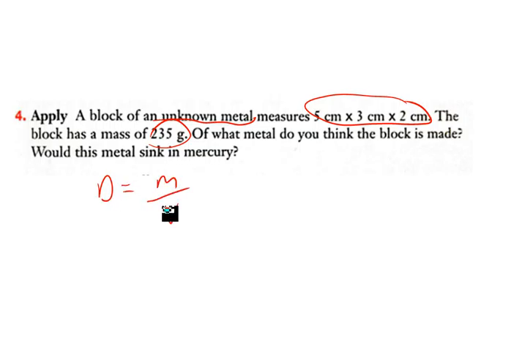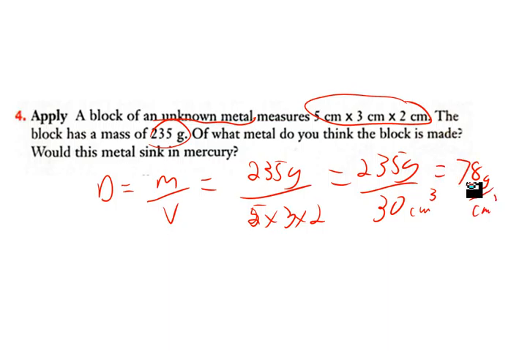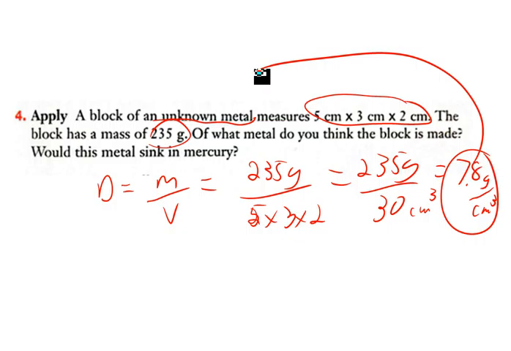We take the mass and we divide it by the volume. So 235 grams divided by a volume of 5 times 3 times 2. So that's 235 grams divided by 30 centimeters cubed, and that's 7.8 grams per centimeter cubed. Now we have to go to our textbook and look up the density of that, and we should find out when we look it up that it is steel.